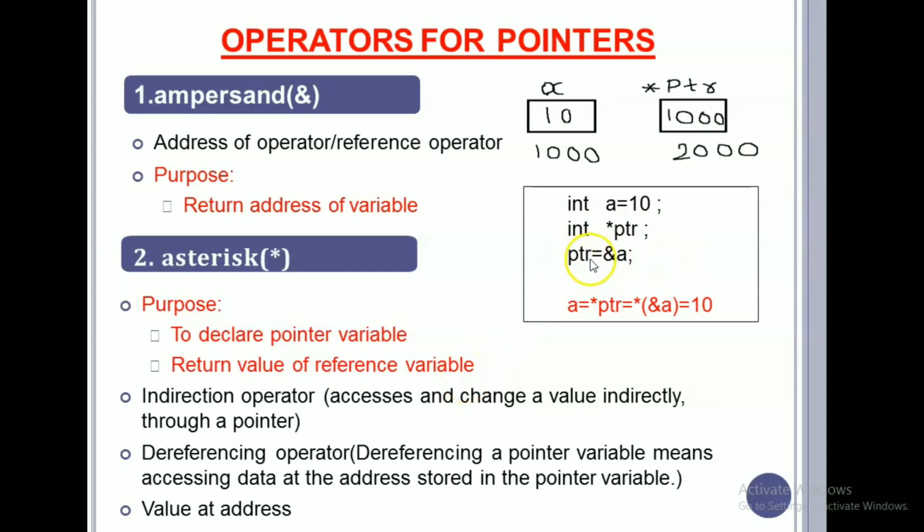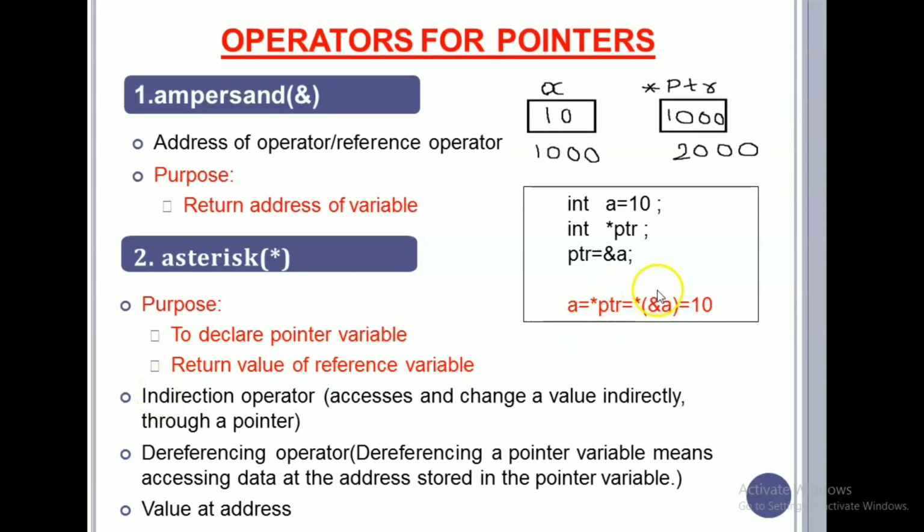Now you can check, PTR is referencing the variable A. That's why it is returning the value 10. So it returns the value of the reference variable. Suppose PTR is referring to B, that is, if I write PTR equal to address of B, whatever the value of B is, that value will be returned by asterisk PTR. So with the help of this asterisk symbol, it will return the value of a reference variable. So asterisk PTR will give the value 10.